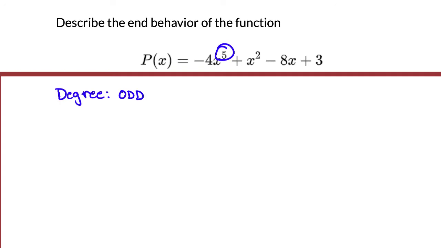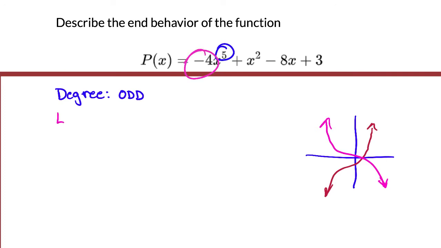Okay? And odd functions either do this, one goes up and the other side goes down, or vice versa. Left side goes up, right side goes down. So we know it's doing one of those things. Then we look at our lead coefficient here. And the lead coefficient is -4.